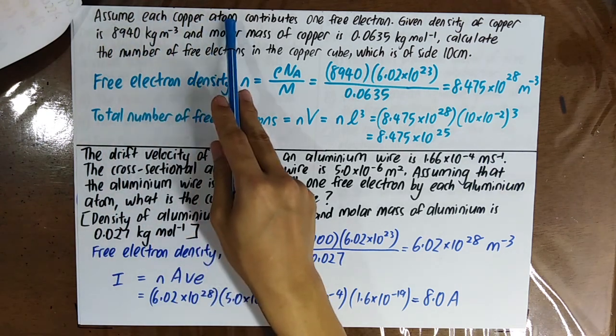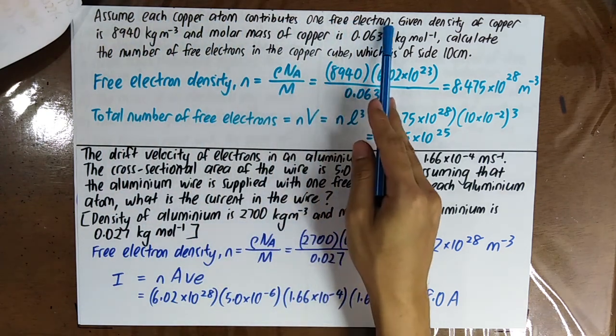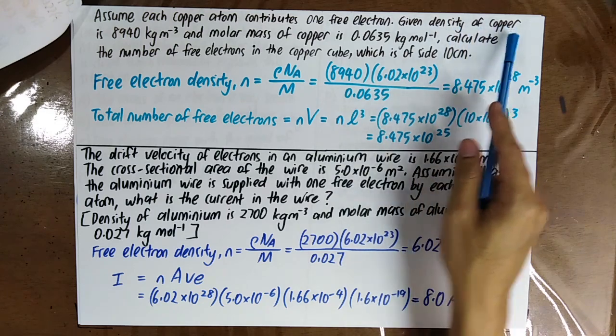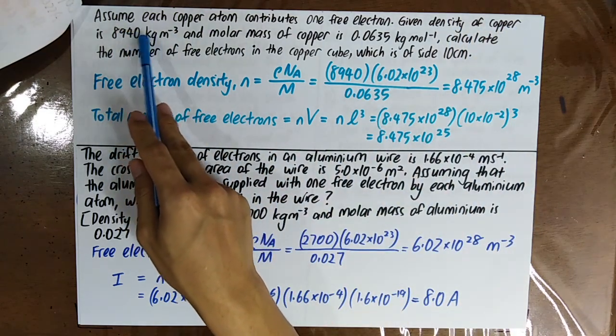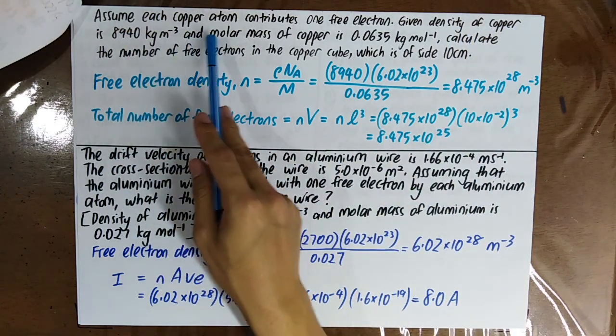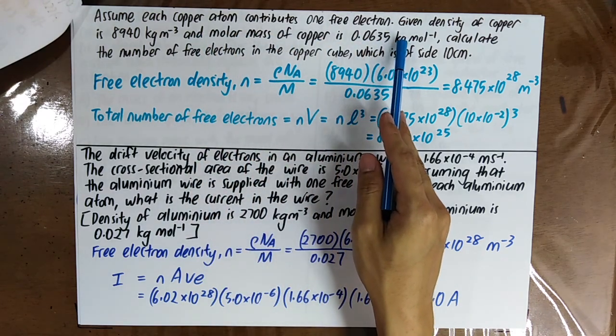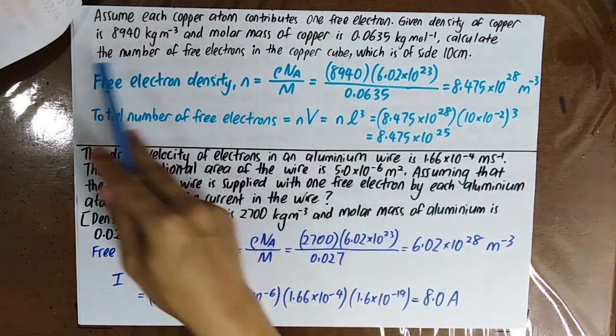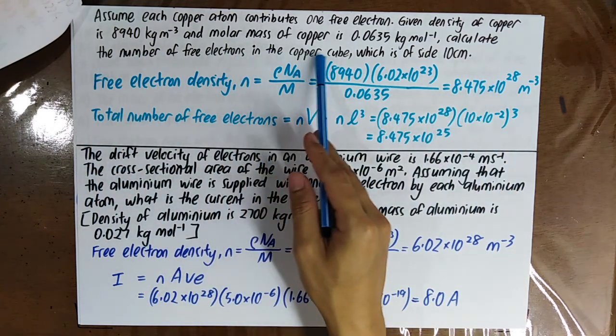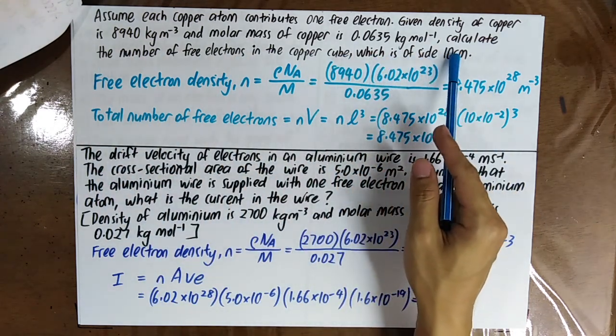Assume each copper atom contributes one free electron. Given the density of copper is 8940 kg per meter cube and molar mass of copper is 0.0635 kg per mole, please calculate the number of free electrons in the copper cube, which is of side 10 cm.